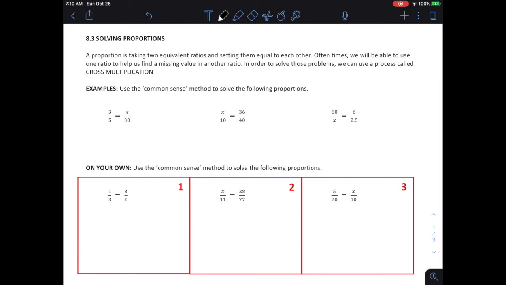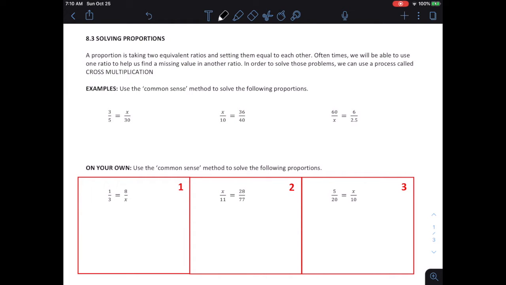Welcome back, everyone. The next lesson this week is going to be about solving proportions, and it's very similar to what we did in the last lesson where we looked at equivalent ratios. However, there's a process that we're going to use to solve proportions called cross multiplication.